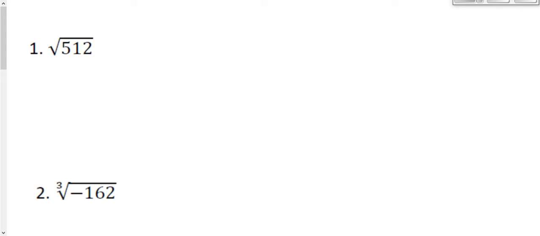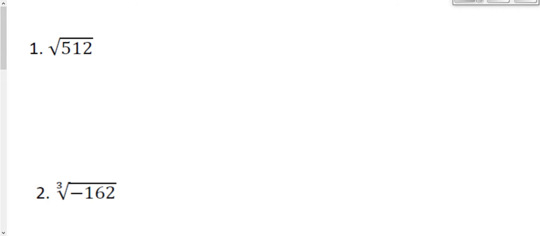We're going to start this Unit 6 radical expressions review by simplifying the following radical expressions. Here we have question 1 on the page. It's the second root, that's an invisible index 2, second root of 512. In order to take the root of 512, we can start breaking it down into pieces.